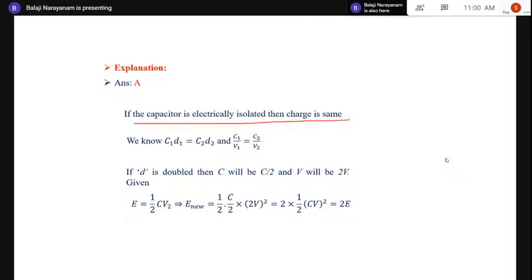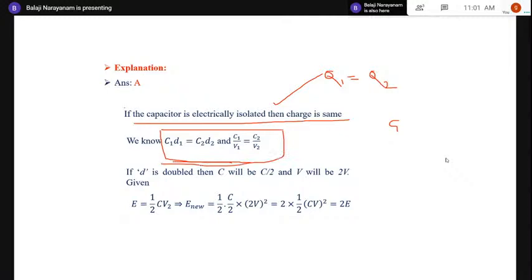If the capacitor is electrically isolated, then the charge is the same. The concept that we have to use is, if the capacitor is isolated, then the charge is the same, that is Q1 is equal to Q2. And we are very much aware that C is equal to epsilon A by D. C1 is equal to epsilon A by D1, and C2 is equal to epsilon A by D2. So C1 D1 is the same as C2 D2.